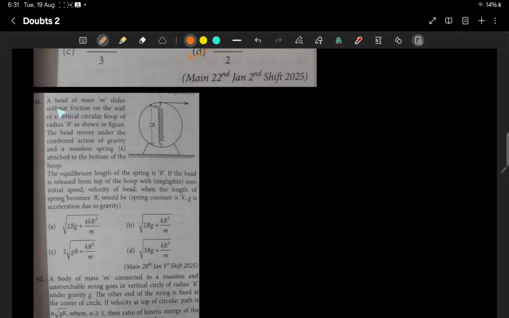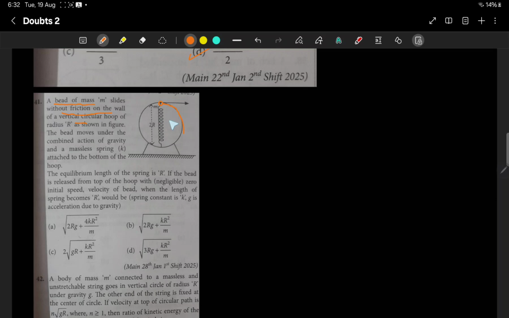So in this question, a bead of mass m slides without friction on a vertical circular hoop of radius r. So here you have a bead of mass m. Now this is going to slide in this vertical circular hoop. The bead is moving under the combined action of gravity as well as a massless spring k.